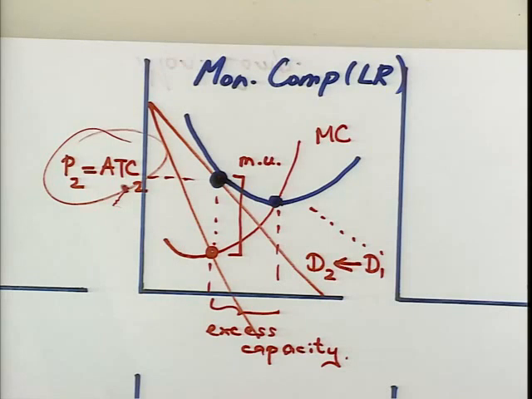Wow. The diagram is not correct. MC equals MR. Profit is here. Oh, okay. Always MC equals MR first. Thank you.